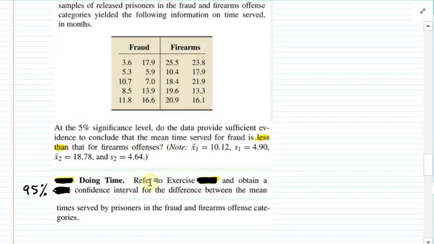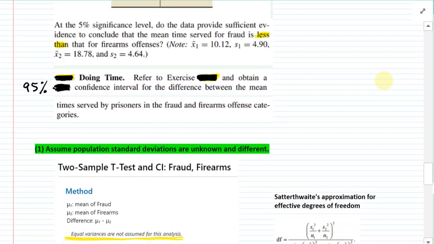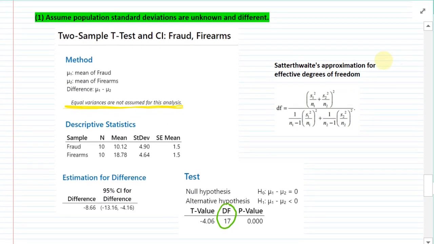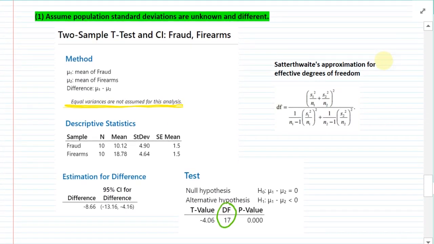Okay. Now, I actually ran this in Minitab. Let me show you the output, then we go to Minitab in a minute or a few minutes. So here you go. This is part 1. Assuming population deviations are unknown and different. Okay, so here what we're doing is a 2-sample t-test and confidence interval for fraud and firearms. So the method here, mu1 is the mean for the fraud category, mu2 the mean for firearms. The parameter, the difference between them, is what we're interested in.